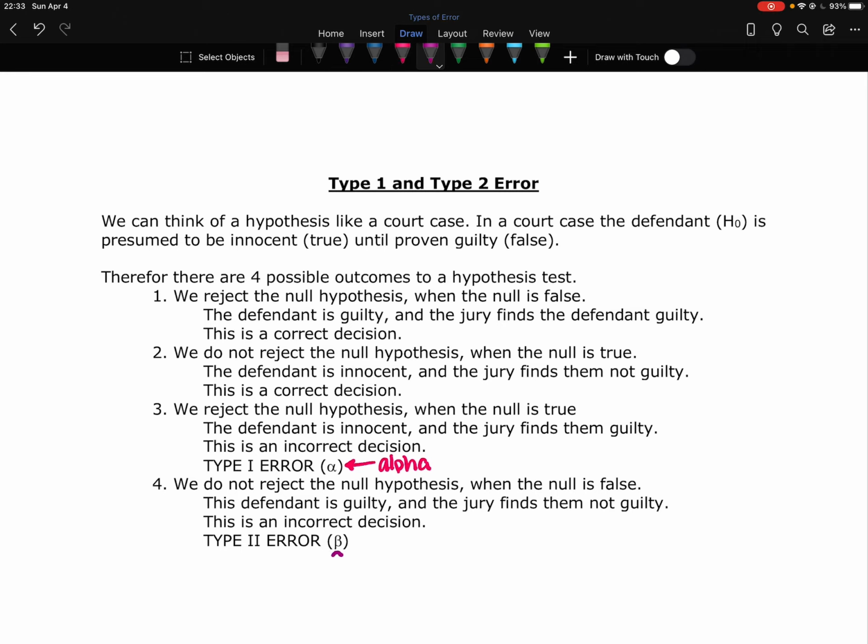Okay, and then just real quickly, this symbol right here, I forgot to mention that. This guy's called beta. They're more Greek symbols. We're not going to see beta a whole lot. We're mostly going to look at alpha.